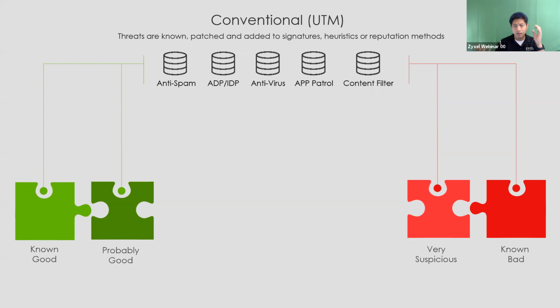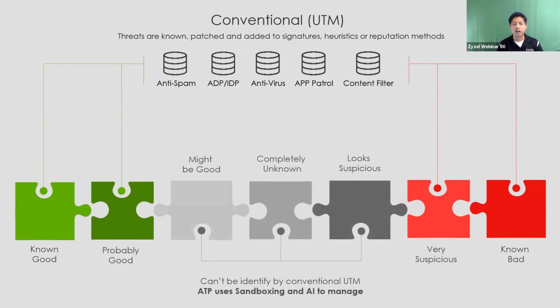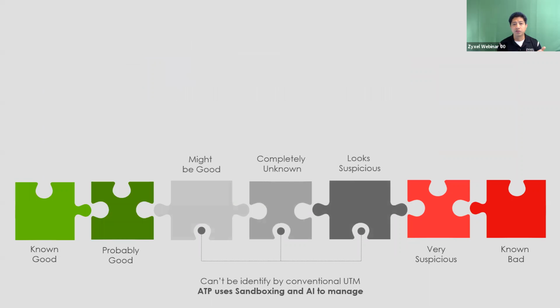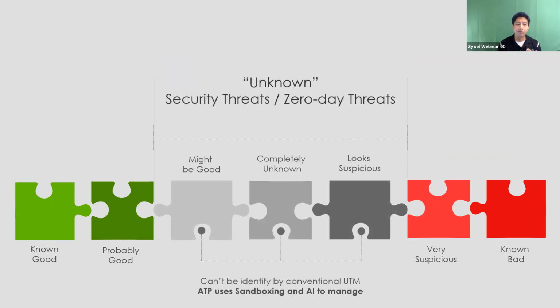So what happens when you have the definitions? It's easy. It's known good or it's known bad, right? So you can split that out pretty clearly, but there's a lot of gray area in between, and it can't be identified by conventional UTM. So you have to use something else. So the ATP actually uses sandboxing and also AI to do that. So it's able to detect unknown and zero-day threats and zero-day attacks.